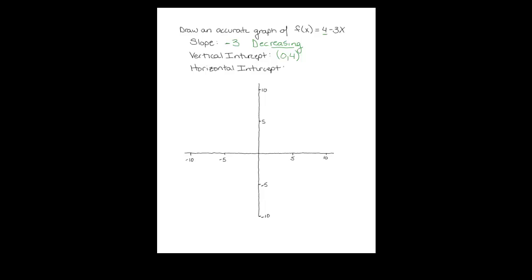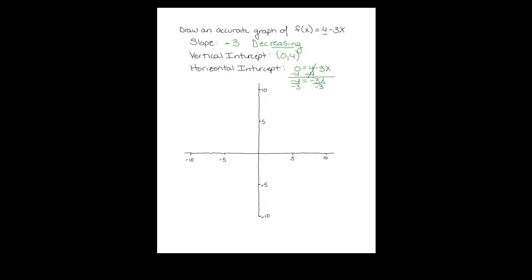We're also asked for the horizontal intercept. Now to find that, we have to set the output equal to 0 and solve for the input. So I'm going to set f of x equal to 0 and solve for x. So I have the equation 0 equals 4 minus 3x. Solving, I'm going to subtract 4 from both sides. That leaves me with negative 4 is equal to negative 3x. Divide both sides by negative 3.